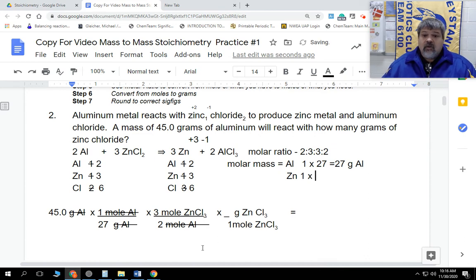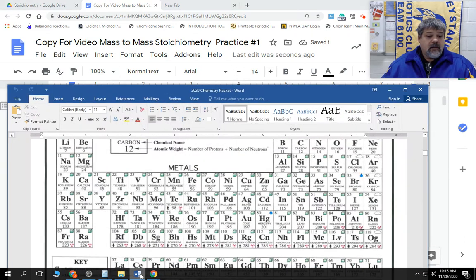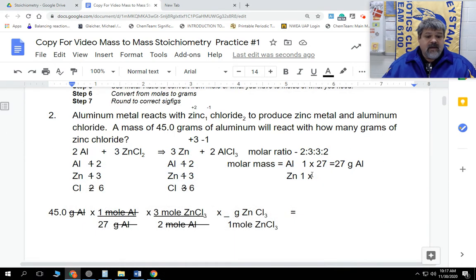So how do we do that? Go back to our periodic table. And we have the zinc right here is 65. So let's go ahead and put that back. So we're going to do 1 times 65 equals 65. Now the other element that's in there is going to be chlorine. How many chlorines do we have? Well, we have 3 chlorines. So in this, oh, it's 2. I made a mistake. That should be 2. Good catch. Okay, so it's going to be 2.